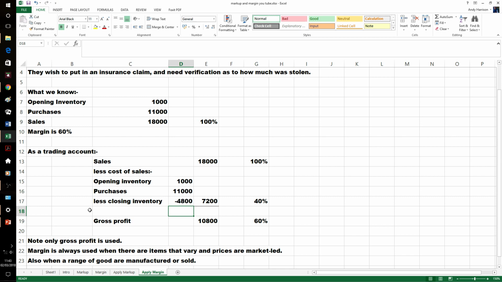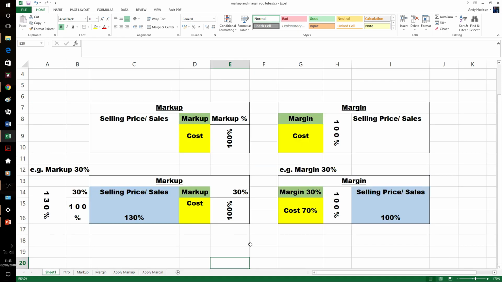So different ways of remembering it then. So on this one, fairly technical way, let's have a look. Our markup then, the cost is always the 100%, the selling price is the markup percentage added on to the 100%. So in this case 30%, 100% cost, 30% markup, making a total of 130%. Margin works the other way around, 100% for the total for the selling price. So with 30% margin, the margin's 30%, that makes the cost 70%.